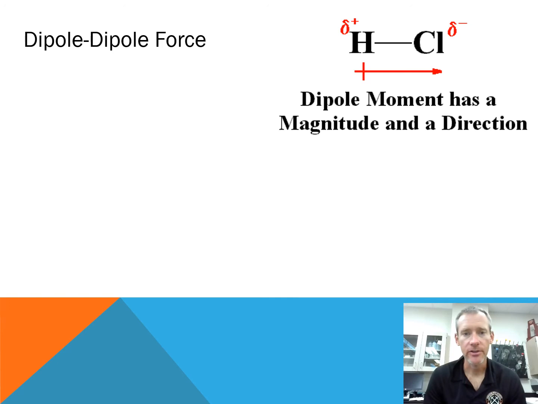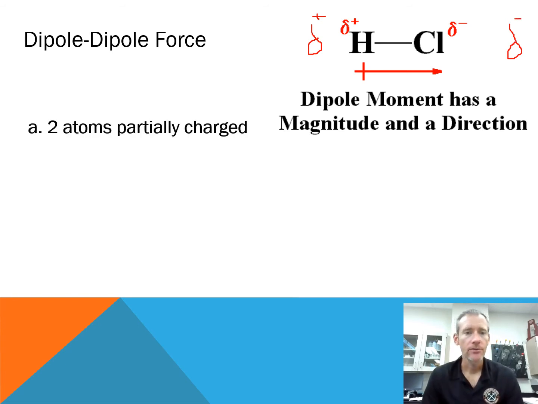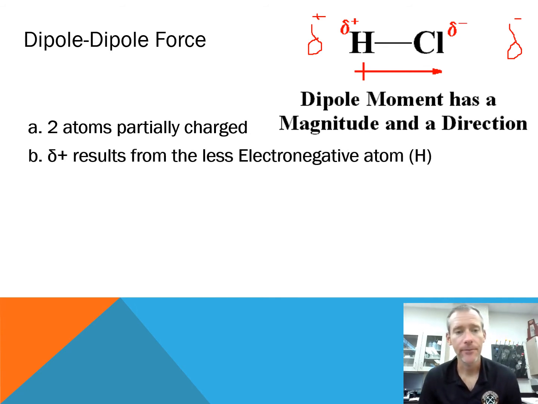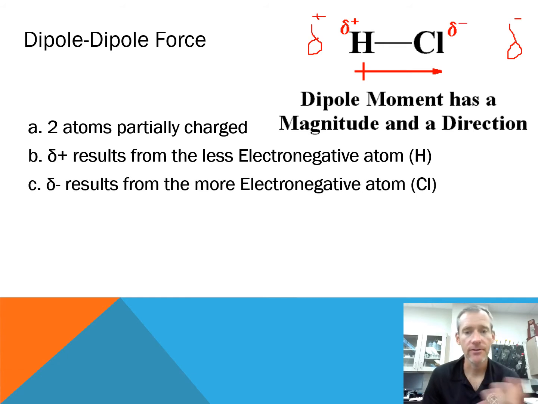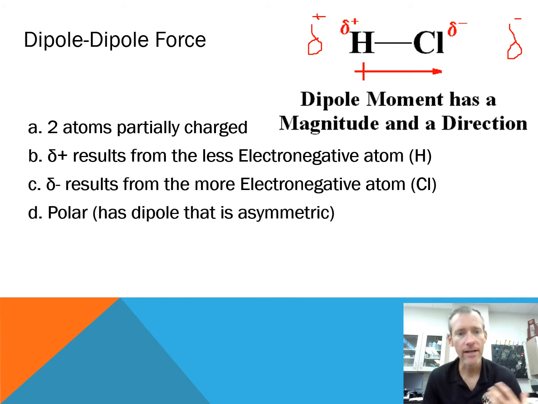You can use it like a ladle. You can use that as your partial sign. It kind of looks like a little soup ladle. So 2 atoms are partially charged. One is more electronegative than the other. The hydrogen is more positive, and chlorine is more negative. So it has a polar force.